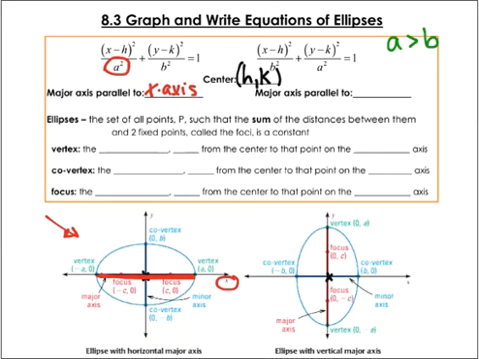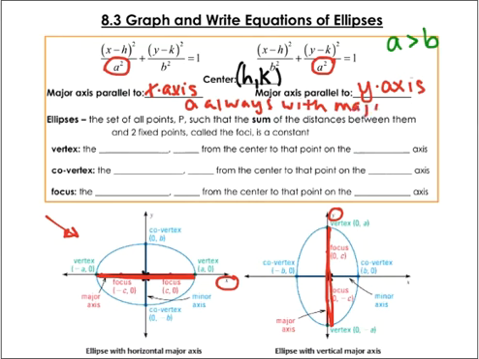Alright, now if you look at the other diagram, we have the longer axis going up and down. So y's go up and down. If you look at the formula, a, the bigger value, is under the y value, so this time the major axis is parallel to the y-axis. Alright, so a is always, always, always associated with the major axis. So a is always with the major axis.